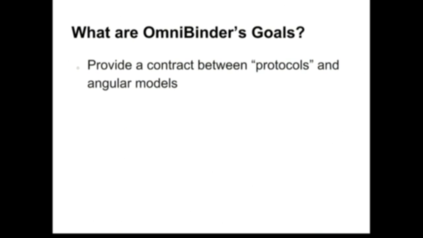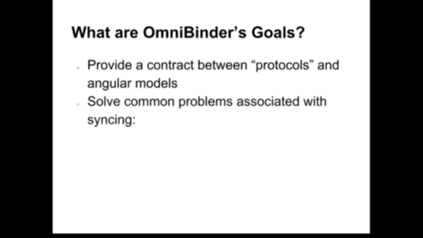So what are the goals of OmniBinder? The goal is to provide a contract between protocols and Angular models. I'll show a little bit about what that contract looks like in a moment, but also to solve common problems associated with syncing, like recursive updating.